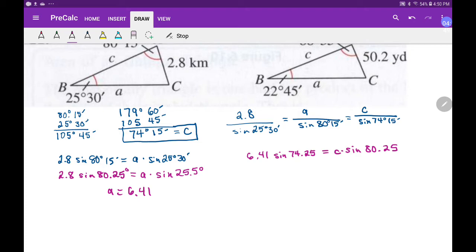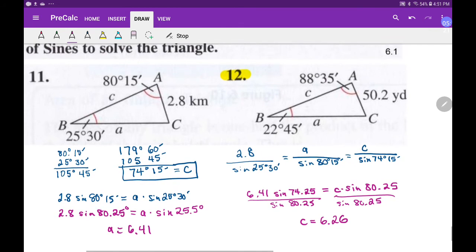Then I'm going to divide both sides by the sine of 80.25. And I'm going to get C is equal to, let's see, I divide and I get 6.26 we'll say. Well, that's pretty tight. Okay, so let's take a look and see if this makes sense.